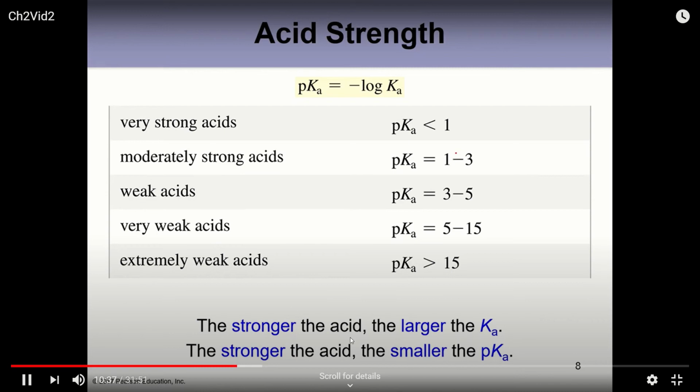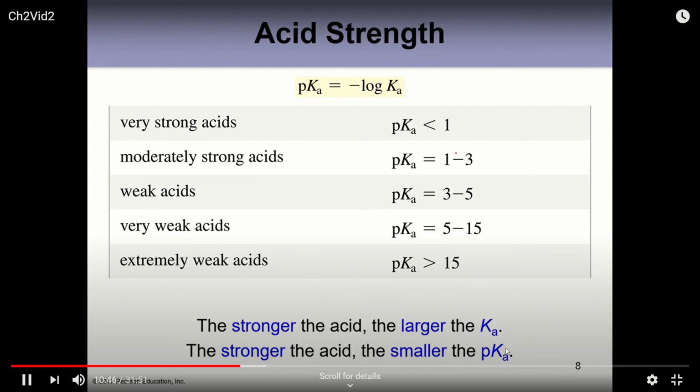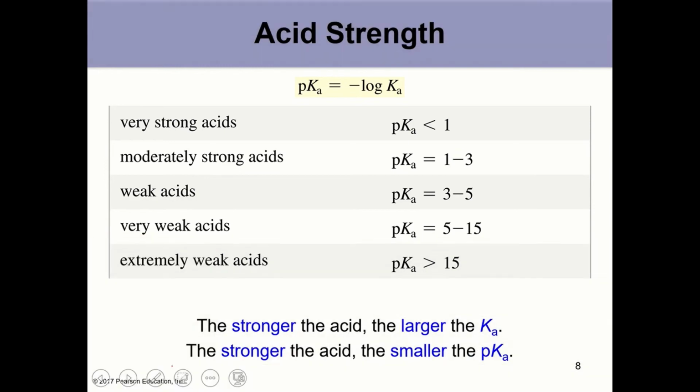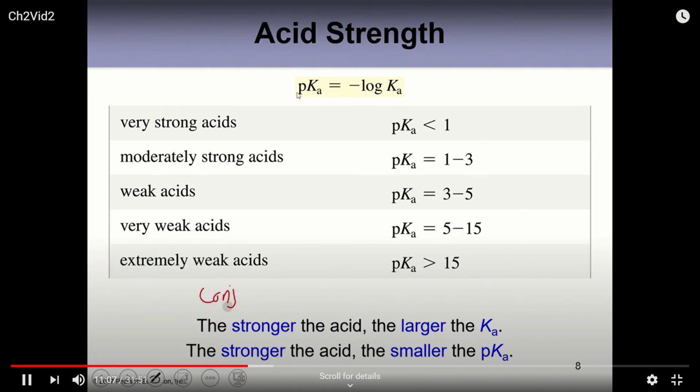The stronger the acid, the larger the Ka, but the stronger the acid, the smaller the pKa. pKa follows the same trend as pH. As pH decreases, the solution becomes more acidic. As pKa decreases, the solution is more acidic. We should remember that pH is the negative log of H+, and so pKa is the negative log of Ka.